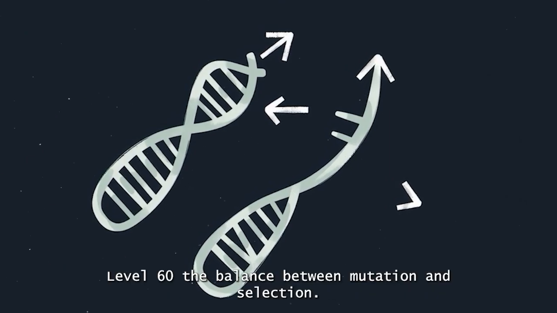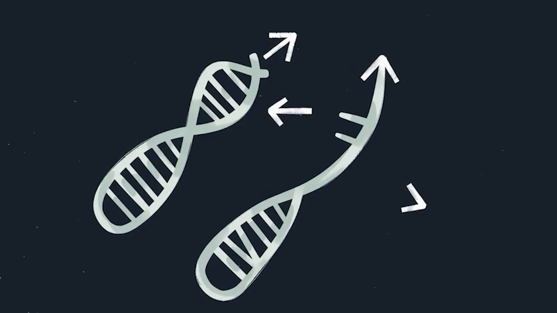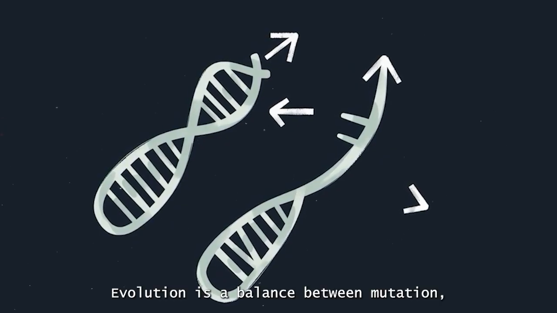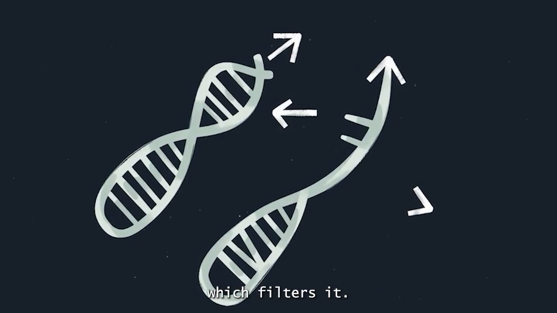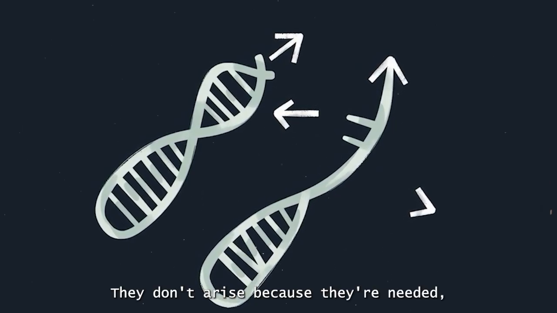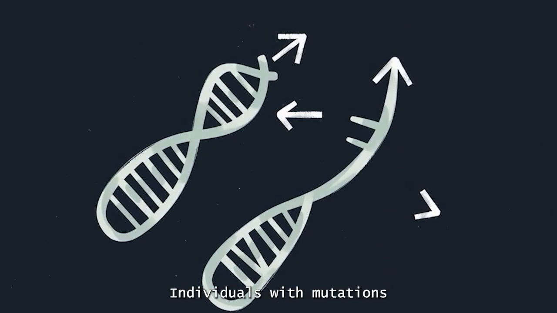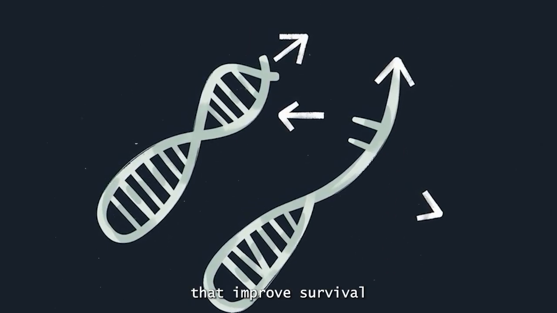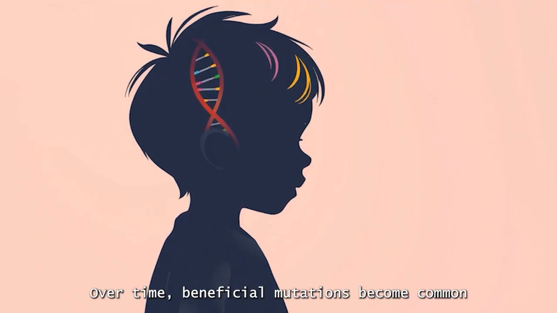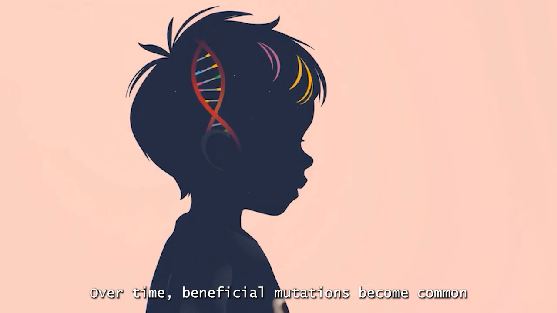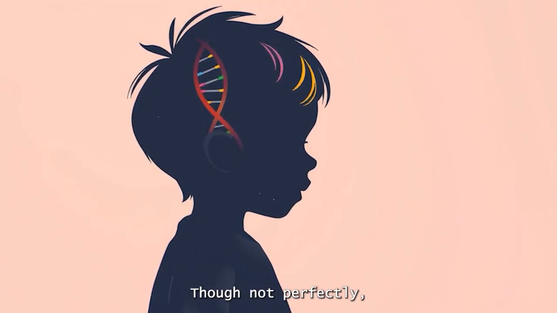Level 60. The balance between mutation and selection. Evolution is a balance between mutation, which creates variation, and selection, which filters it. Mutations are random. They don't arise because they're needed, but selection is not random. Individuals with mutations that improve survival or reproduction are more likely to pass those mutations on. Over time, beneficial mutations become common, and harmful mutations are weeded out, though not perfectly.